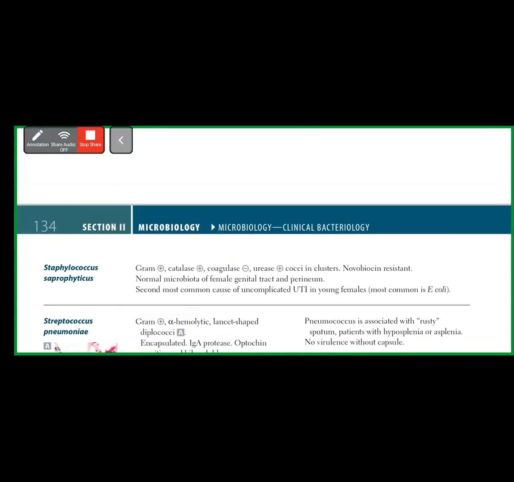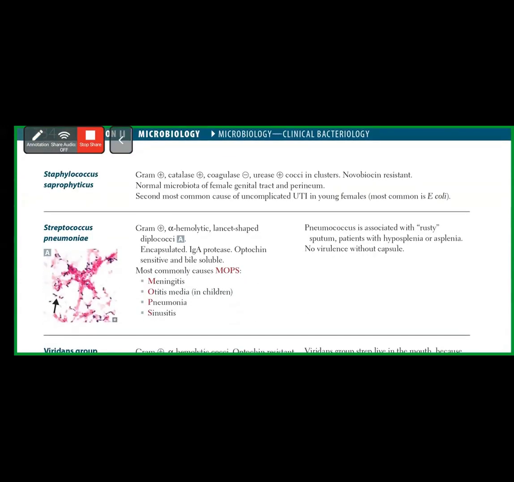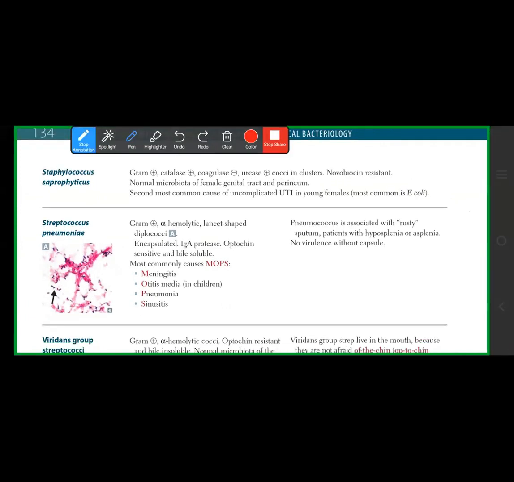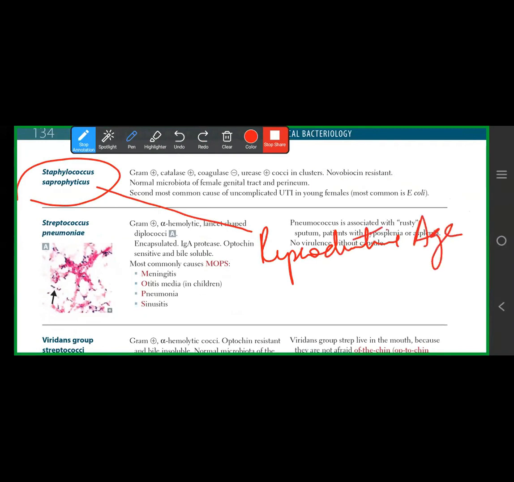With respect to saprophyticus, apart from one fact, it's the same. It's catalase positive, coagulase negative, urease positive. Everything is the same as Staphylococcus epidermidis, just that it's novobiocin resistant. The clue for your saprophyticus is the resistance to novobiocin. Now, Staphylococcus saprophyticus is always in a reproductive age female who is coming with the presentation of UTI.